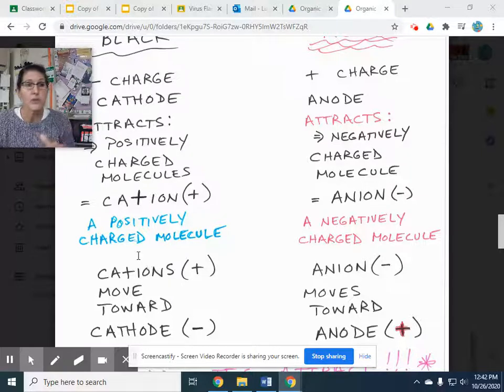So all these molecules are going to have charges to them. We also know they have mass to them. The closer they are to the wells, which is your origin, the heavier those molecules are. The farther they move away from the origin towards the end of your gels, the lighter they are in terms of molecular mass.